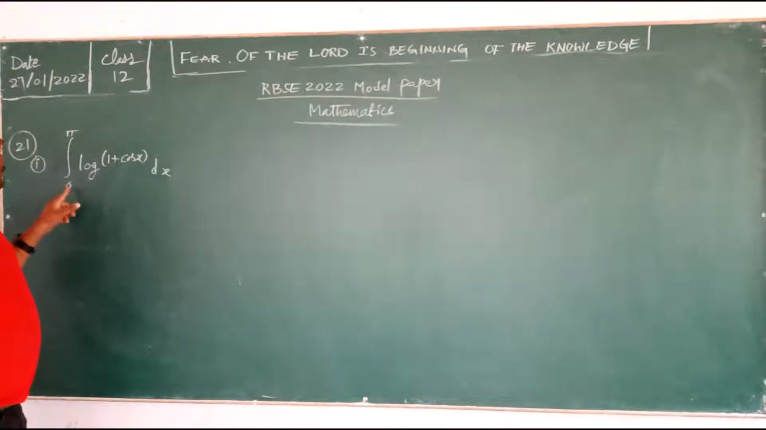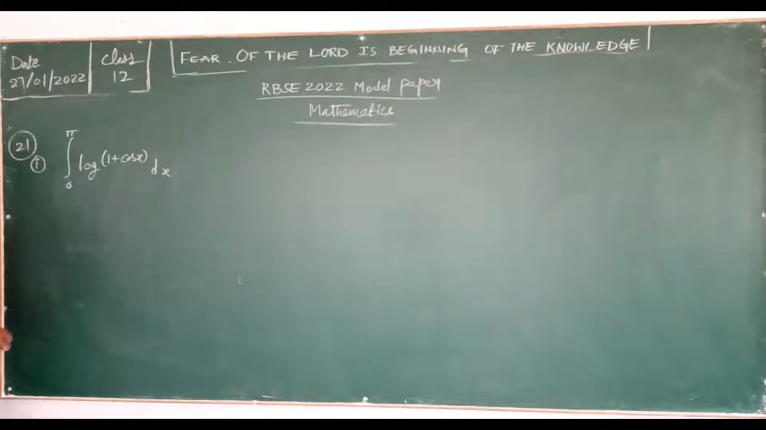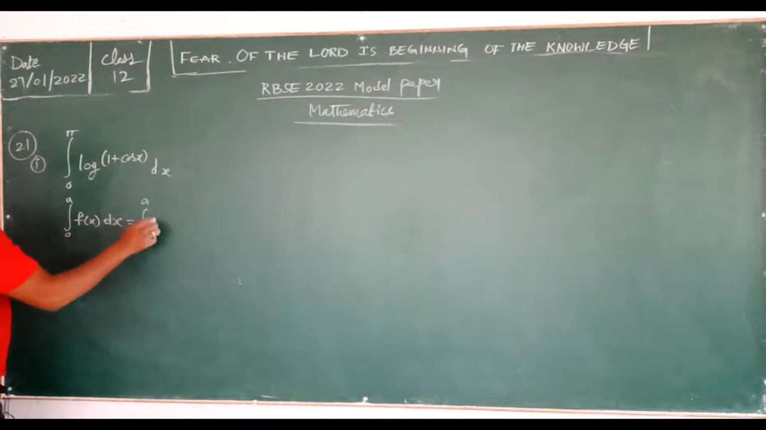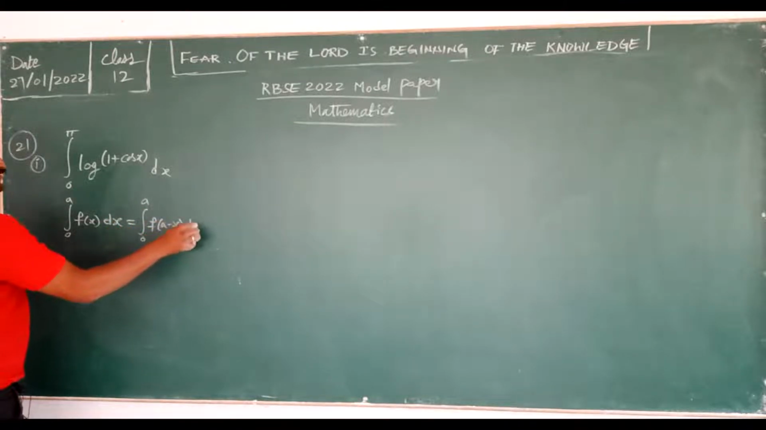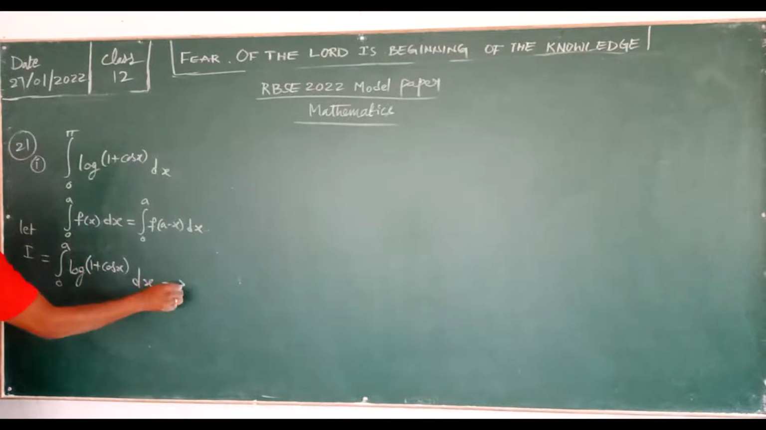Anyhow, we are going to discuss two methods to solve this problem. I'm going with the first method. Let's see carefully now. The integral from 0 to a of f of x dx is nothing but the integral from 0 to a of f of a minus x dx. This is the formula which you have to use. Let I be equal to the integral from 0 to pi of log of 1 plus cos x dx. Call this equation 1.